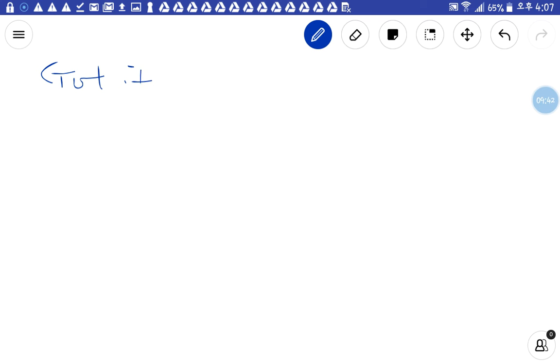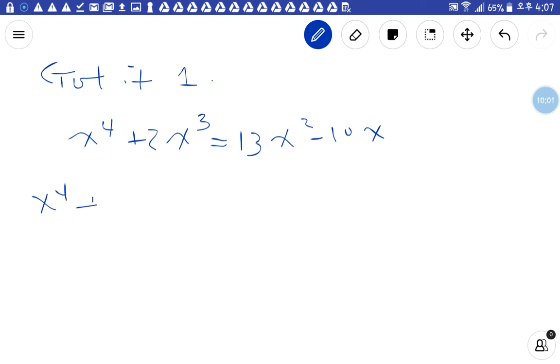Alright, Got It 1. What are all the roots of the equation x to the 4th power plus 2x cubed equals 13x squared minus 10x? First, you have to make that a standard form, which is to move everything to one side, then I would have this. And now what I need to do after this is factor this one out.